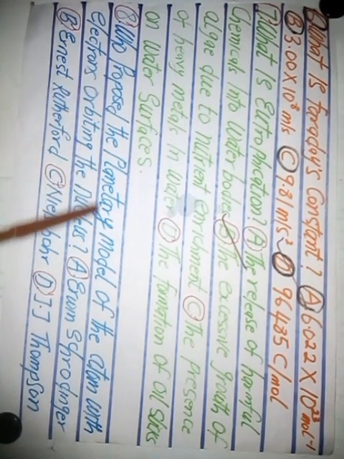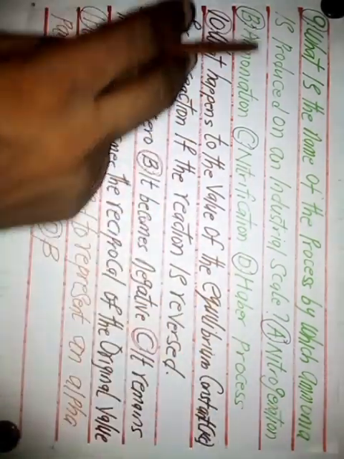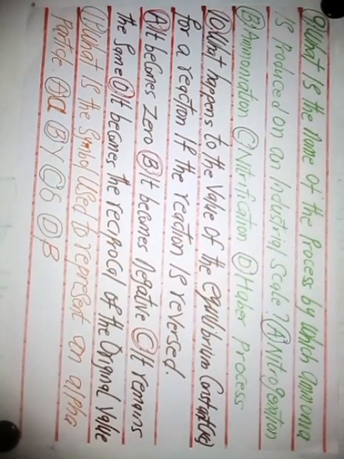Number 8. Who proposed the planetary model of the atom with electrons orbiting the nucleus? It was Niels Bohr. Number 9. What is the name of the process by which ammonia is produced on an industrial scale? Of course, your answer is the Haber process.